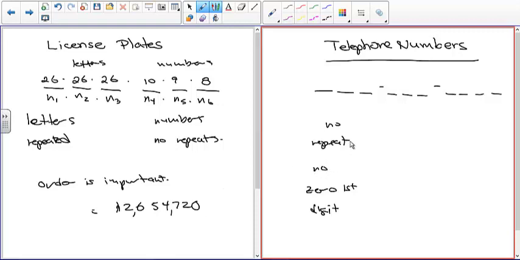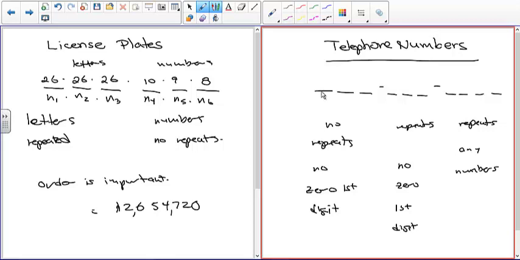So no repeats, no 0 in the first digit. The same for the second bunch of numbers. Well, we can have repeats. We'll allow repeats, and we'll say, again, no 0 in the first digit. And then in the last 4 digits, we'll say you allow repeats, and we'll say any numbers. So there's no restriction on those.